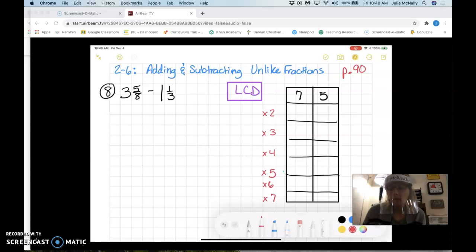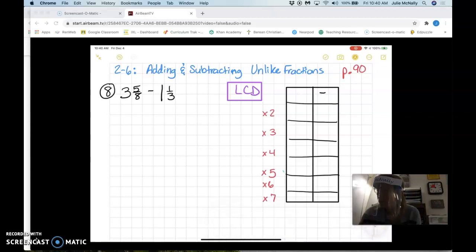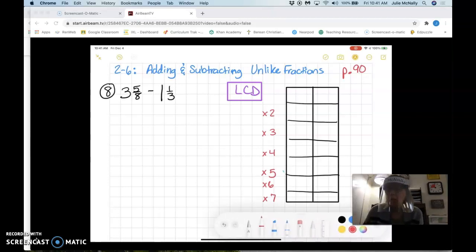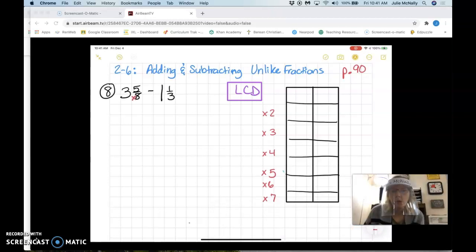So how do I do that? Not yet, actually. I will do that in a minute, but first we're going to change these to improper fractions. So remember when I multiply the bottom number by the big number? What's 8 times 3? It's 24. Plus 5. What's 24 plus 5? 29. Good. 29, keep the bottom number the same for now. And then we're going to do the same thing to 1 and 1 third. What is 3 times 1? 3. 3 plus 1? It's 4. Awesome. Four, and keep the bottom number the same for now.